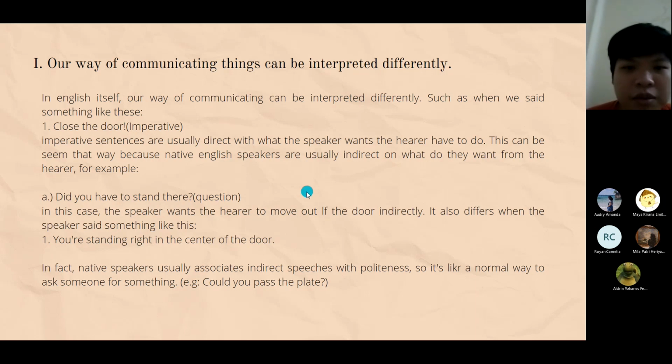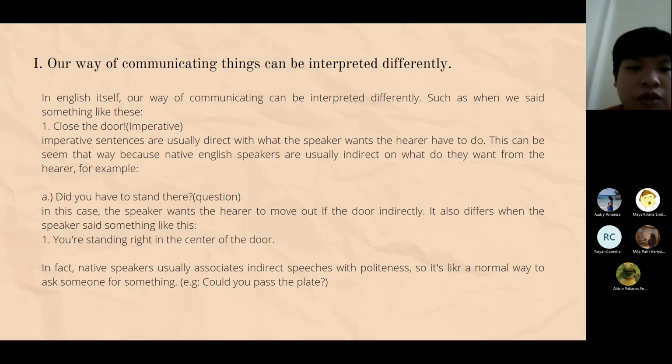So the next part of the presentation would be direct and indirect speech. It is our way of communicating things that can be interpreted differently. In English itself, our way of communicating can be interpreted differently, such as when we say something like this. For example, the first one is "Close the door," which is an imperative sentence. Imperative sentences are usually direct about what the speaker wants the hearer to do. This can be seen that way because native English speakers are usually indirect about what they want from the hearer.